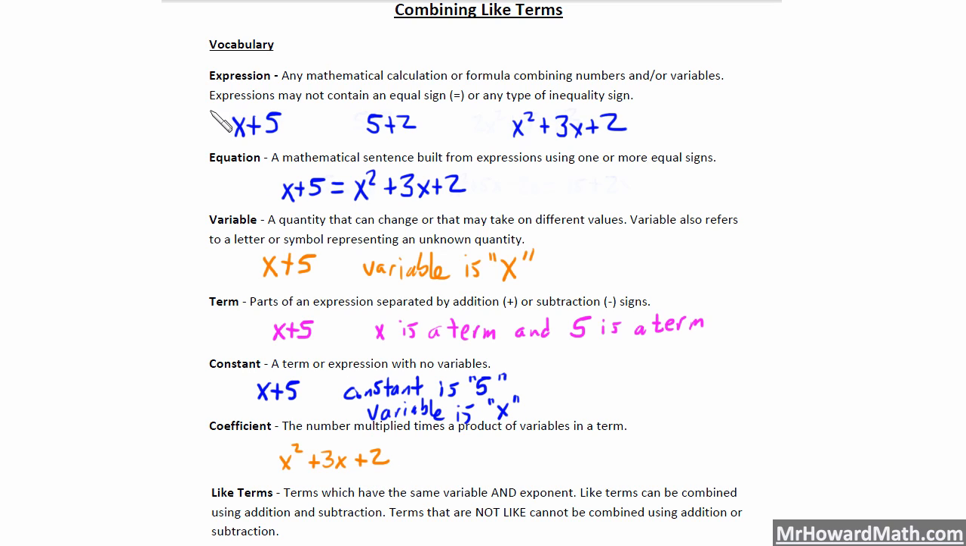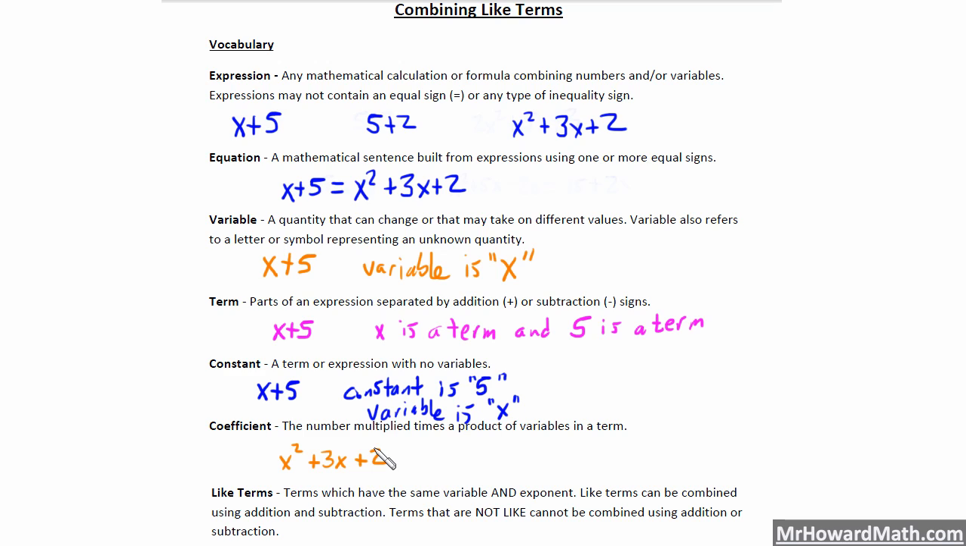Okay, so let's kind of go through this. Our other vocabulary words along the way. So we have 3 terms here. One term, second term, third term, because they're separated. Each term is separated by, in this case, an addition sign. So we have 3 total terms.